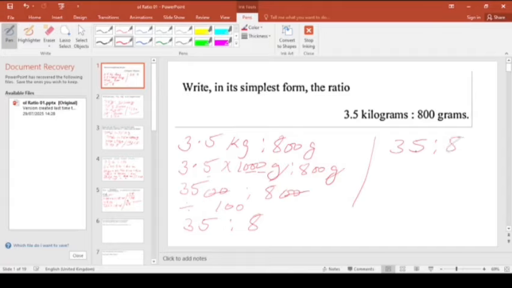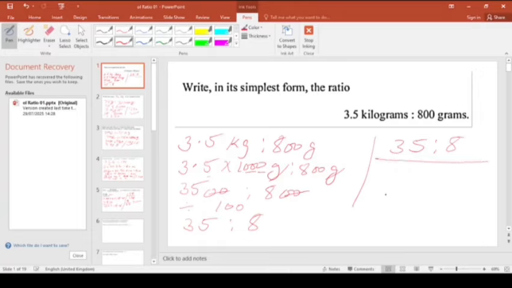So we can say that for every 35 grams there are 8 grams, or for every 8 grams there are 35 grams. What grams? It can be anything or any object. For example, we can say for every 8 grams of rice there are 35 grams of water, if someone is going to boil the rice or make the rice, just for example.